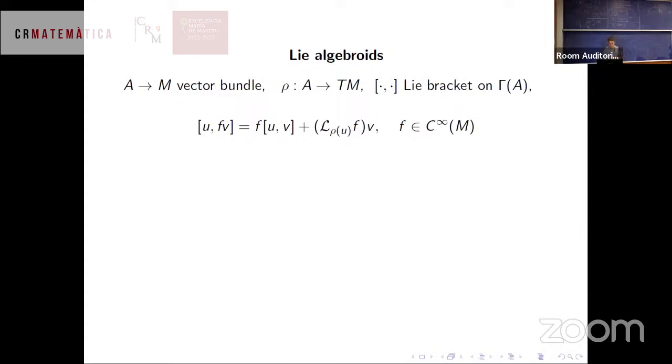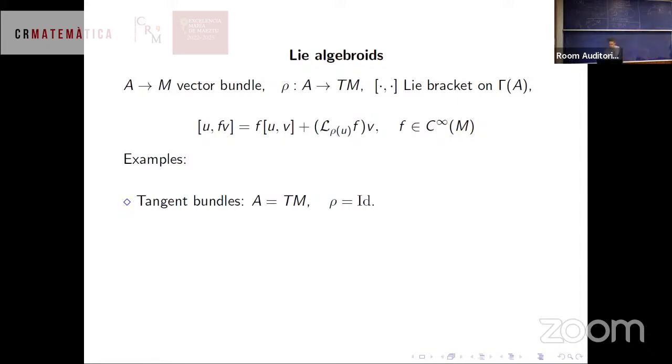Okay, so let me give you some very natural examples of that. So tangent bundles: if you take A to be the tangent bundle and the anchor to be the identity, sections of A are the vector fields, and you take the Lie bracket, the commutator bracket of vector fields, and it satisfies this Leibniz condition.